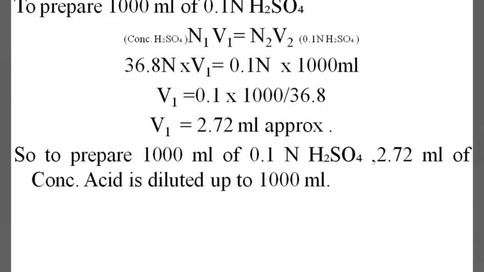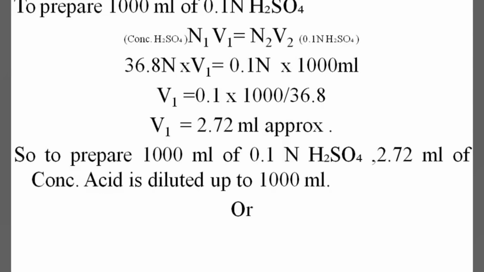So by using this simple equation, you can calculate all volumes for different normal solutions. If you want to prepare 500 ml, change V2 to 500 ml. And if you want to prepare 0.5 normal solution, change the N2 value to 0.5 normal. And you can prepare by using this equation again and again. You do not need to calculate the normality of concentrated H2SO4 again and again. Just remember it, it is 36.8 normal, put the values in this equation and calculate for any normal solution of H2SO4 from concentrated H2SO4.